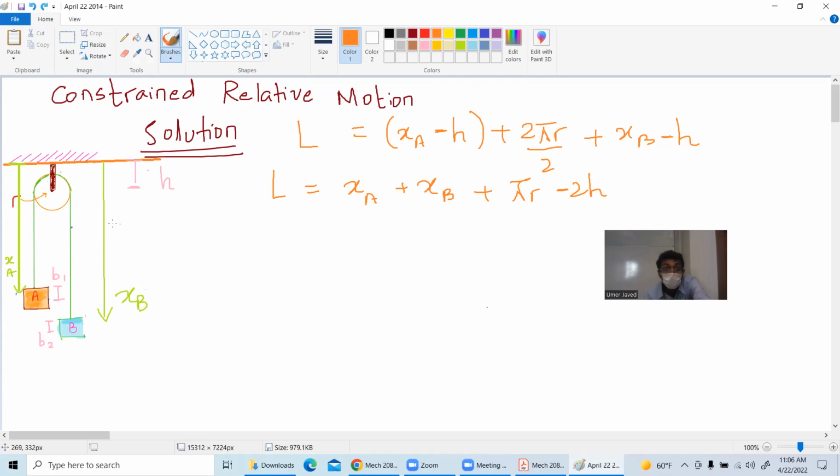Then dL by dt. The rope length is not changing. Okay, do it. Give me the time derivative equated to 0. Give me the velocity of object A in terms of the velocity of object B, and the acceleration of object A in terms of the acceleration of object B.